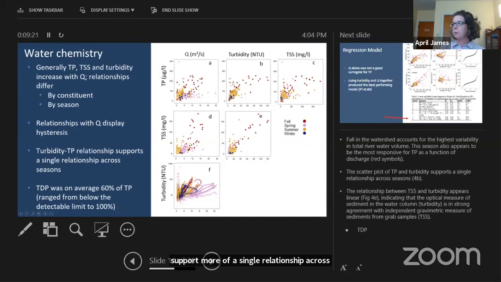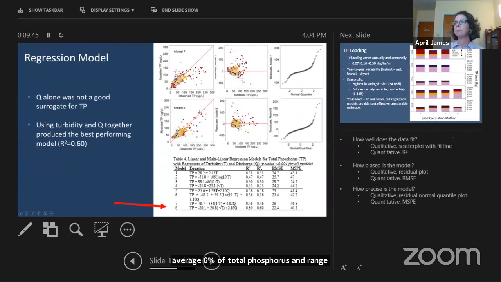The relationship between TSS and turbidity appears linear, indicating that that optical measure of sediment in the water column is in strong agreement with the independent gravimetric measurements of sediment from the grab samples. The total dissolved phosphorus here was on average 60% of total phosphorus and ranged from below detection limits to 100%.